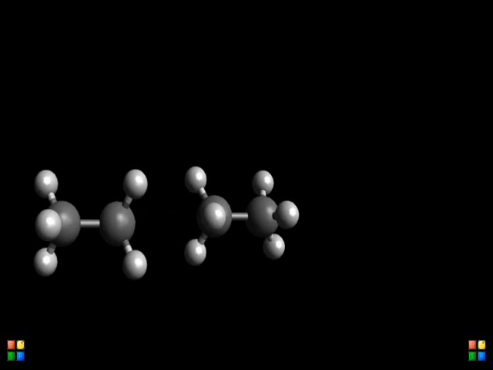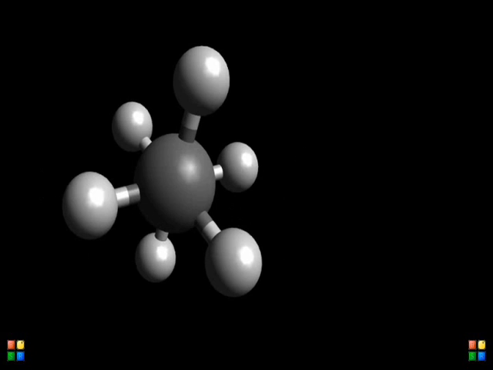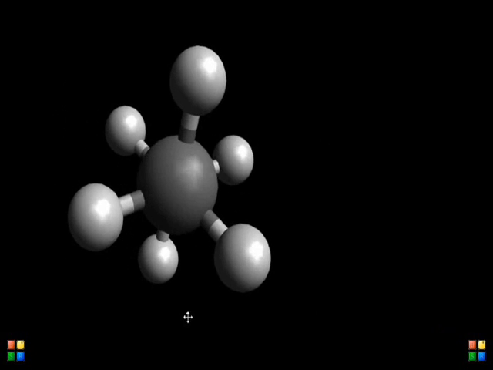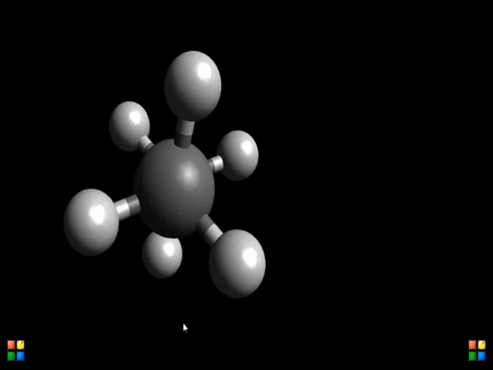Let's look at the staggered conformation first. What you see here is the staggered conformation. As you can see, the hydrogens are at maximum distance away from each other, which in turn minimizes the repulsion force. Therefore, this particular conformation is the most stable conformation.